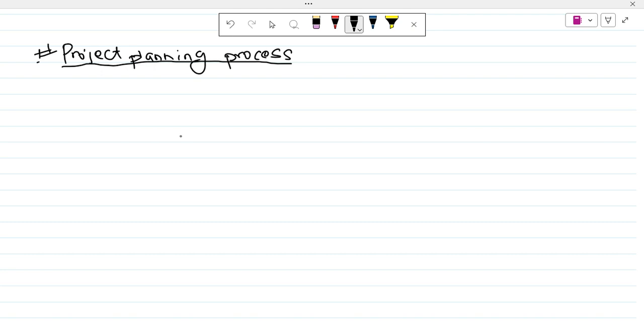Okay, let's talk about what is project planning. It is the definition of planning. We allocate resources, times, and goals, constraints, limitations for the future. We define resources, time, constraints, limitations.